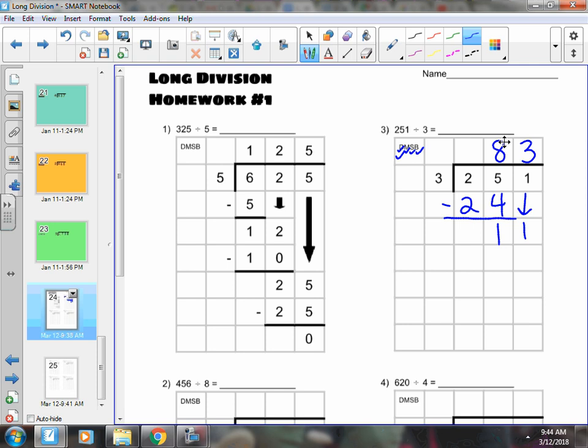Multiply. 3 times 3 is 9. Subtract. When there's nothing to bring down, that's when you know you're done. So the answer would be 83 with 2 left over. 83, remainder 2. And remember, it's a remainder because you can't make another group of 3 from them, right? It's only 2. All right, let's look down below.